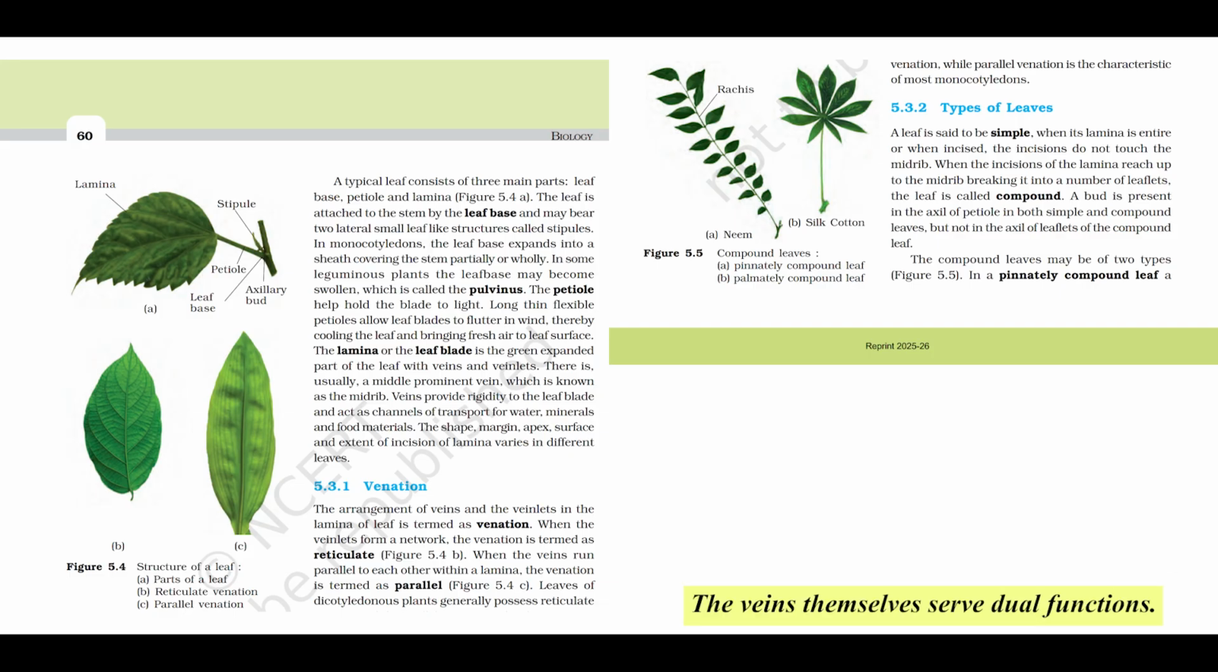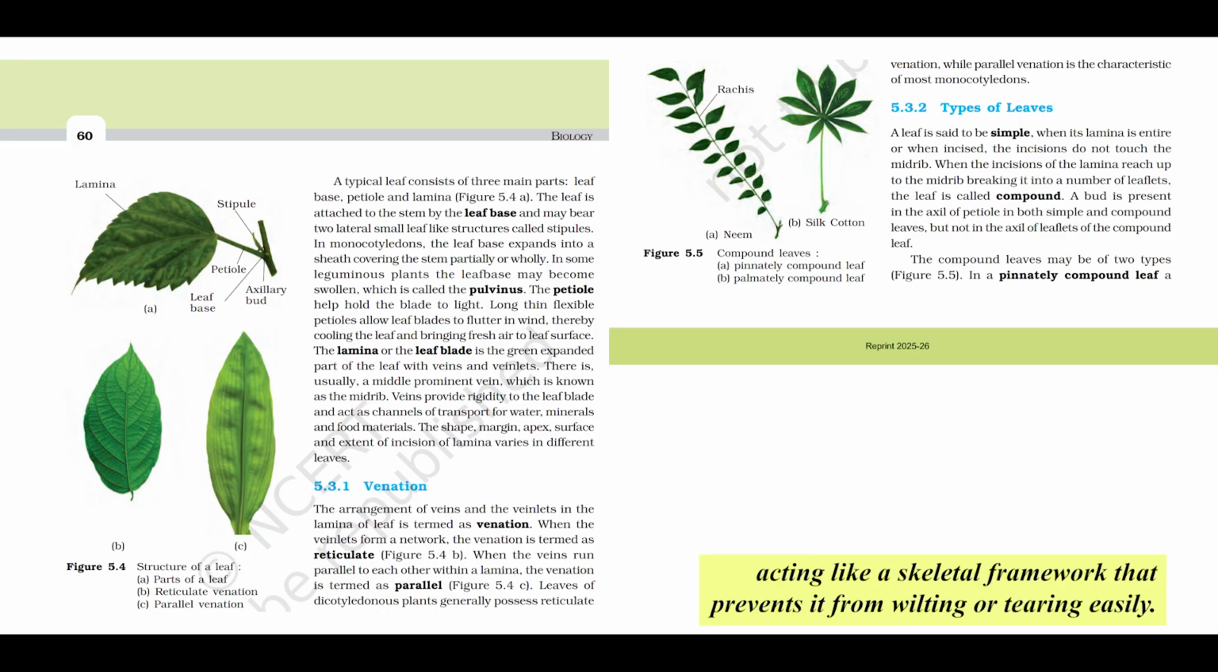The veins themselves serve dual functions. They provide crucial structural rigidity to the leaf blade, acting like a skeletal framework that prevents it from wilting or tearing easily. And they also function as highly efficient channels for the transport of water and essential minerals to all parts of the leaf, and for the transport of manufactured food materials, or photosynthates, away from the leaf to other parts of the plant.